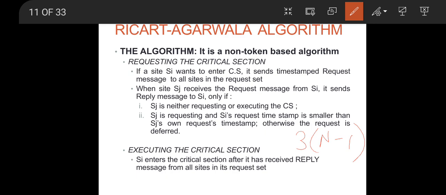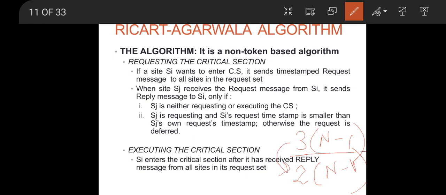Now this has been optimized by another algorithm, which is the Ricart-Agrawala algorithm. Instead of 3 into n-1 messages required for CS invocation, the Ricart-Agrawala algorithm requires only 2 into n-1 messages. So for one CS invocation, the number of messages is 2 into n-1. So this has been reduced.